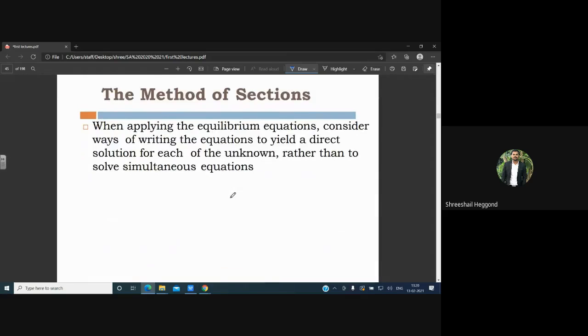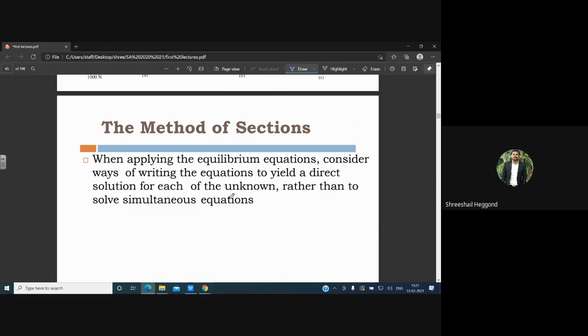Next, method of section calculation. When applying the equilibrium equations, consider a way of writing the equation to yield a direct solution for each of the unknowns, rather than solving simultaneous equations. Like if you are applying summation of Fx, summation of Fy, or summation of moment at one point, it should be easy to solve the numerical. You should not write equations 1, 2, 3 and then solve by simultaneous equations to calculate the A, B, C component values. Like that it should not be there.